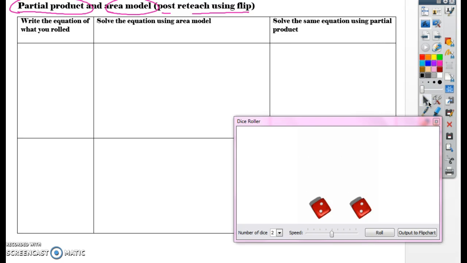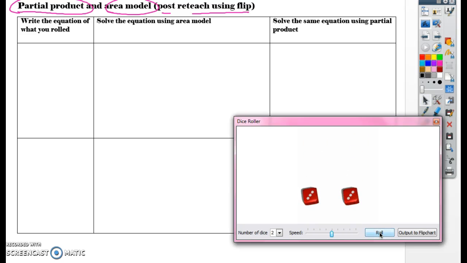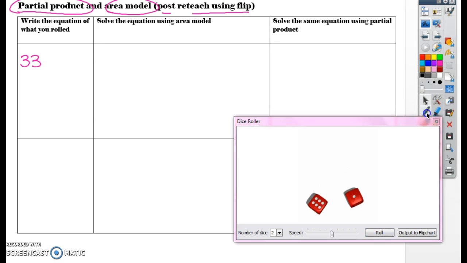First, I'm going to roll my dice. I get a 3 and a 3 and make a double-digit number. 3 and 3 would be 33. Then I'm going to roll my dice again. This time I got a 6 and a 1, so that would make 61. It says to write the equation that you rolled. Write the equation of what you rolled right here. So we wrote the equation 33 times 61 equals.